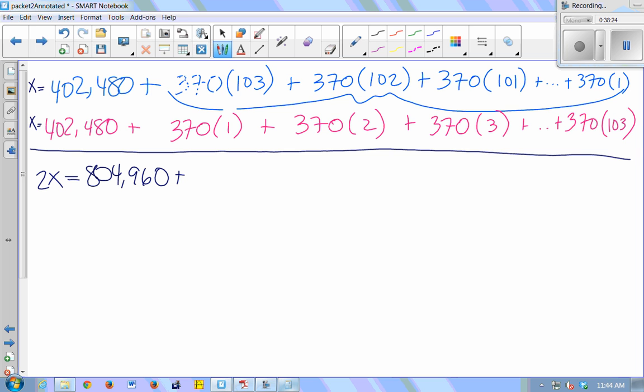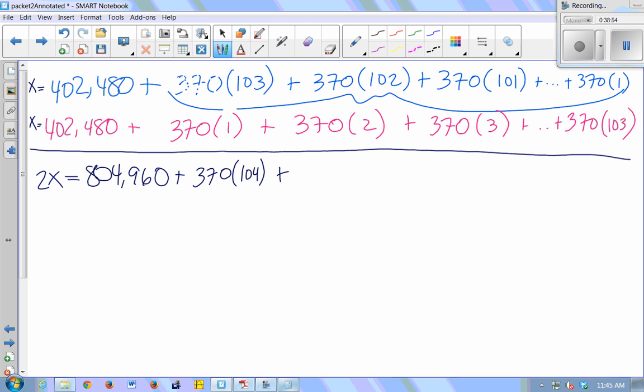Okay, so right now I have 103 370s, and I want to add one more 370. So how many 370s do I have? 104, right? Because multiplication is repeated addition, and you can read this as 370 plus itself 103 times. And now I have one more 370, so I have 370 times 104. That's what I get when I add those two terms.